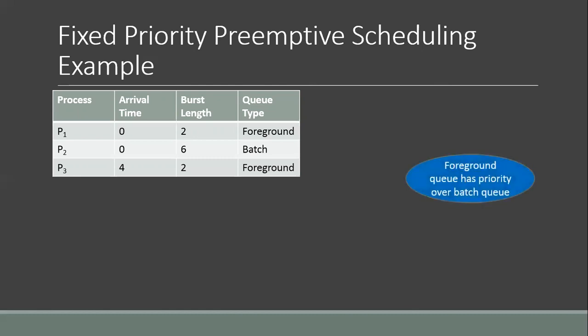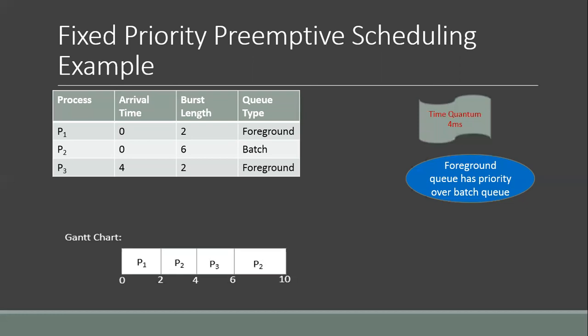Remember, the foreground queue has absolute priority over the batch process queue. And processes in the foreground queue can be scheduled using round robin policy, whereas processes in the batch queue are scheduled using the first come, first serve policy. We can also suppose that the time quantum is 4 milliseconds. Here is the Gantt chart that explains the schedule of these processes on the system.